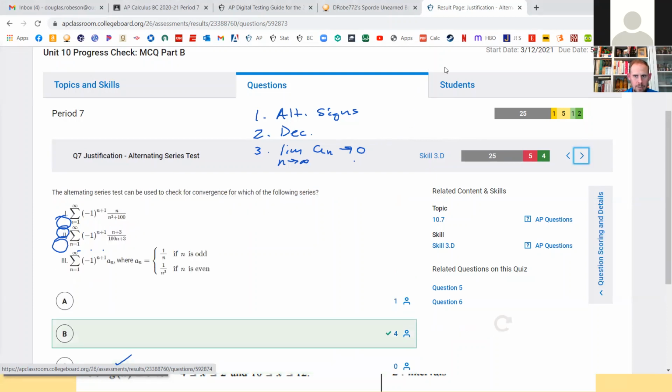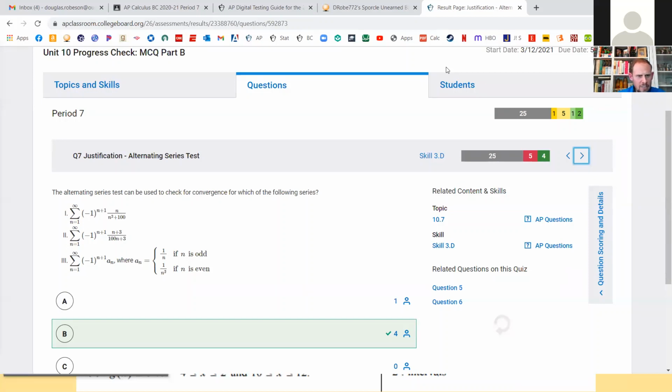And on to the next one, maybe, if it lets me. All right, the alternating series test can be used to check for convergence for which of the following?